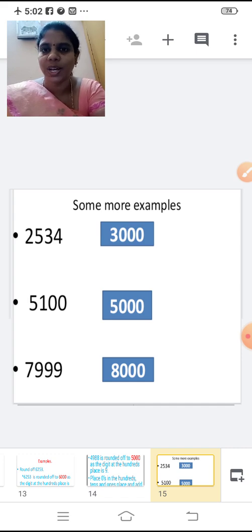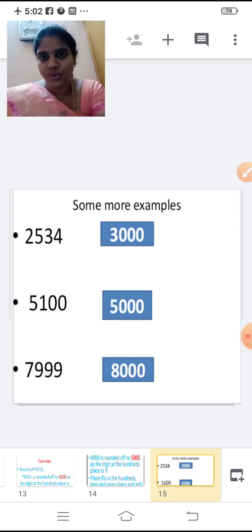What digit we are having in the thousands place? 2. 2 plus 1, 3. So thousands place becomes now 3. So 2,534 is rounded off to 3,000.